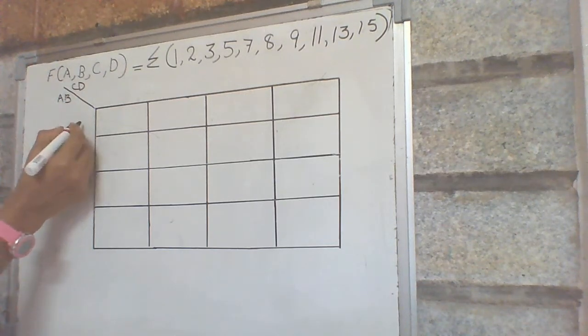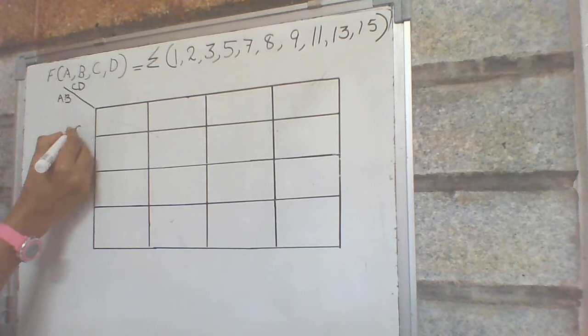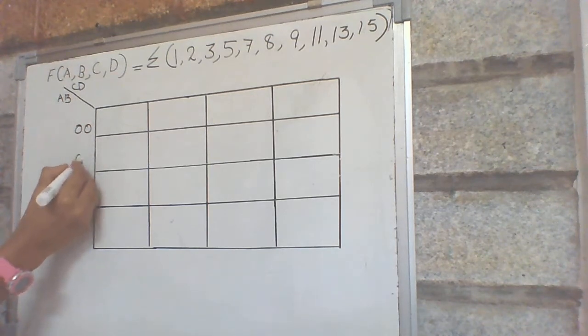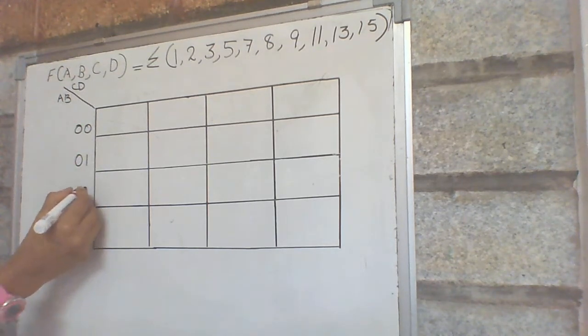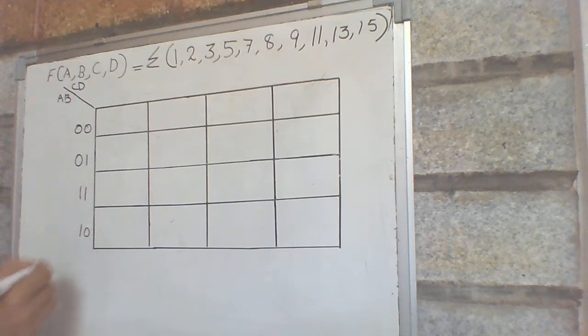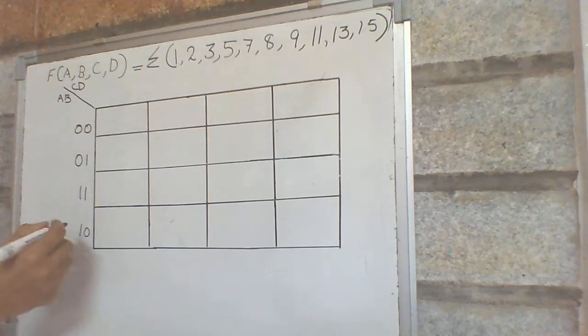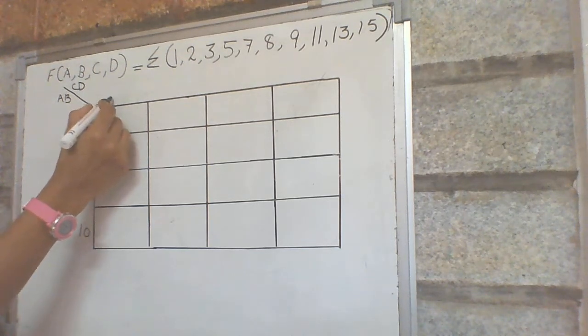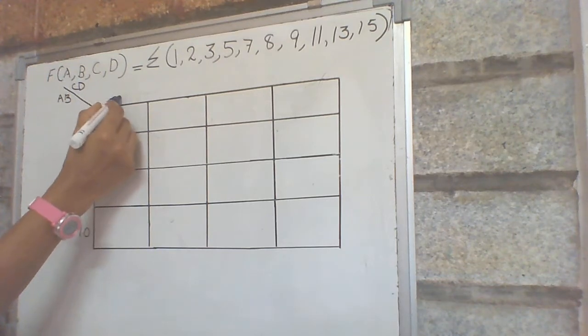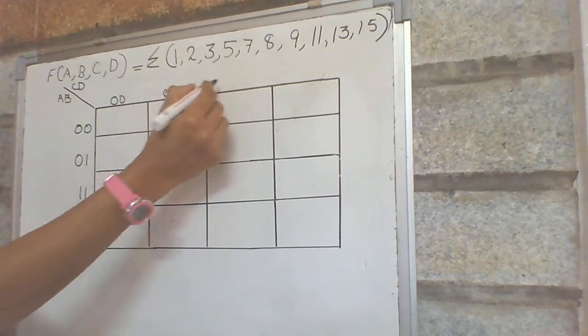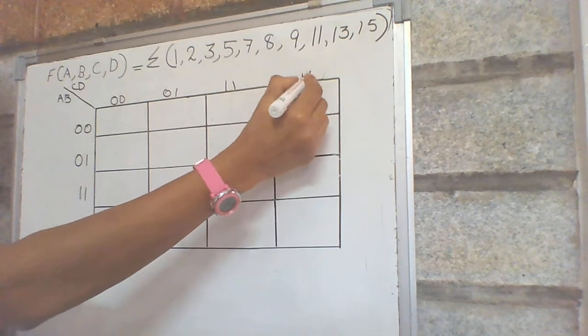Then how to write these numbers? Here 0, 0, 0, 1, 1, 1, 1, 0. This is the order 0, 1, 3, 2. That is a Gray code. You have to write it in this order, and the same way on the top also: 0, 0, 0, 1, 1, 1, 1, 0.